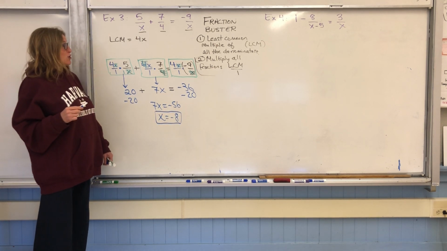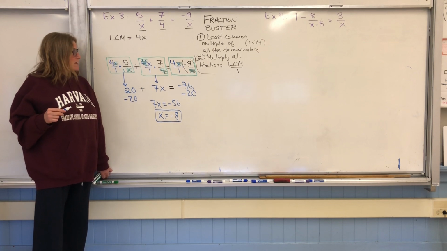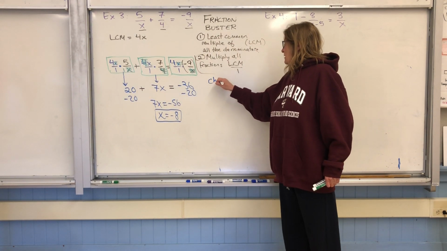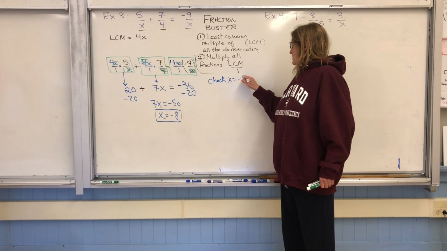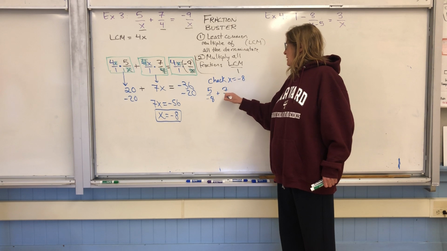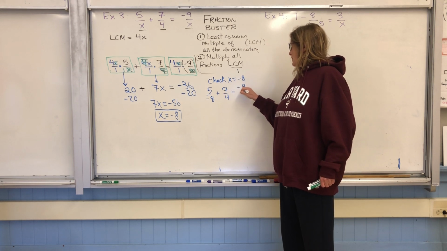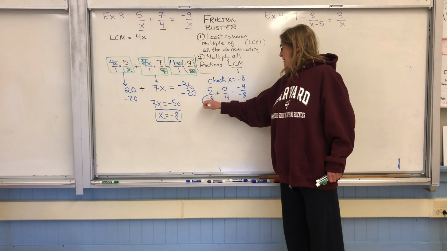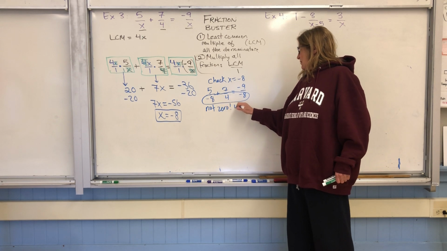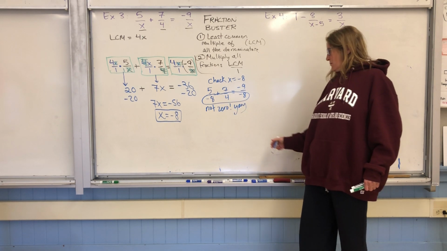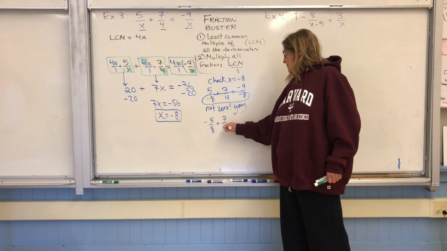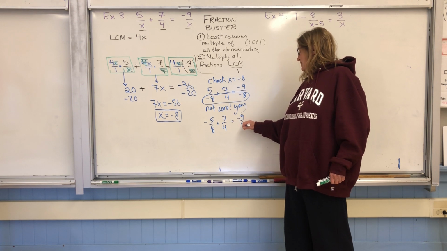Okay, and as we know, we got to check. Make sure we have no 0 denominators here. So let's check, we'll do it over here. Check, x equals negative 8. So I'm going to say 5 over negative 8 plus 7 over 4. Does that equal negative 9 over negative 8? Well, we're really happy none of these are 0. But if we want to be super thorough, we could just make sure we got this right. And we did, look. Is that true?